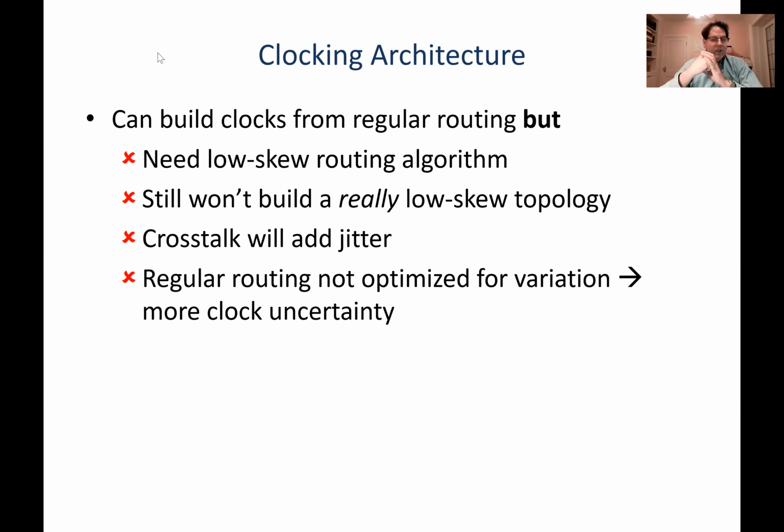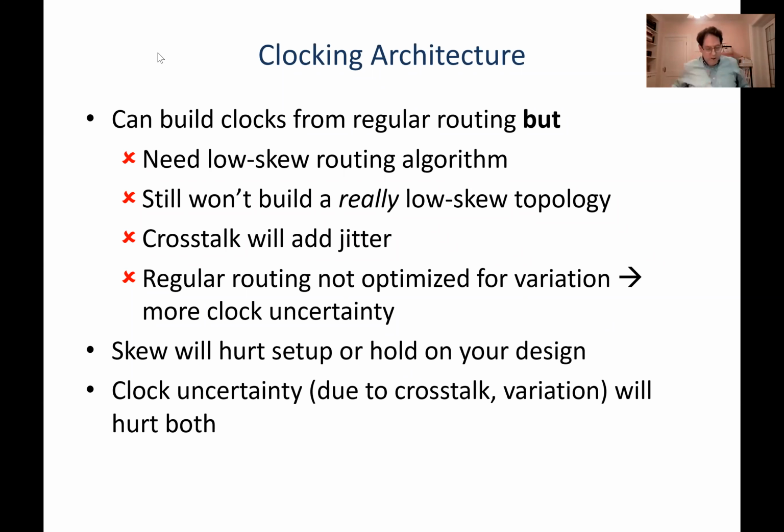And regular routing is not optimized for variation. It's basically optimized to be dense. I need to get a lot of wires in a small area, and it's optimized for speed given that constraint: if I have to fit you in a relatively small area, try to make the wires as fast as possible. That is different than saying I want to make the wires have as little variation in delay as possible. But for clocks, that's actually what you want.